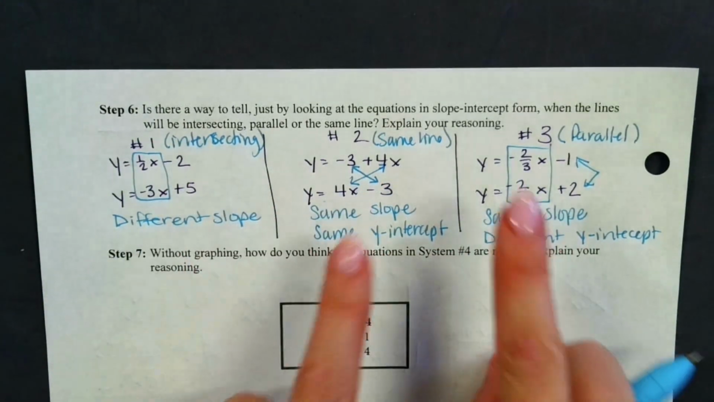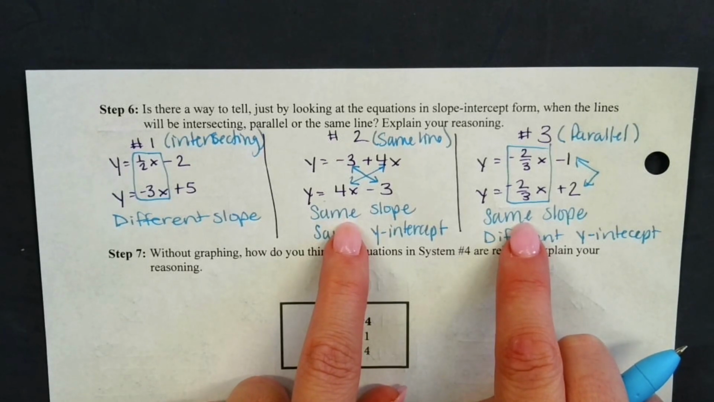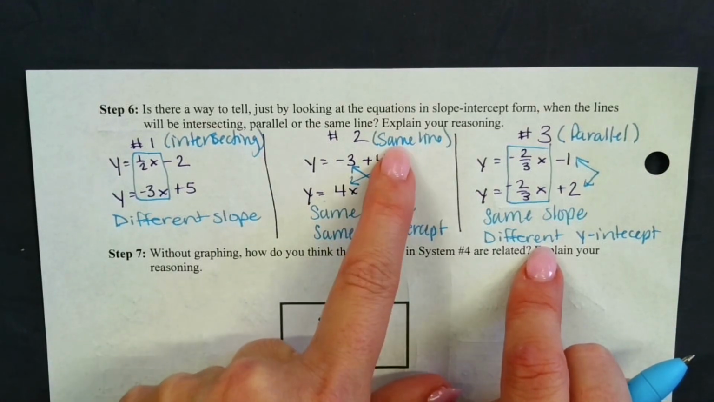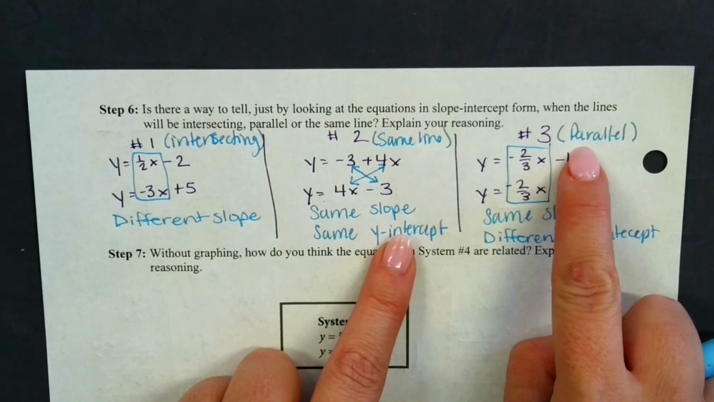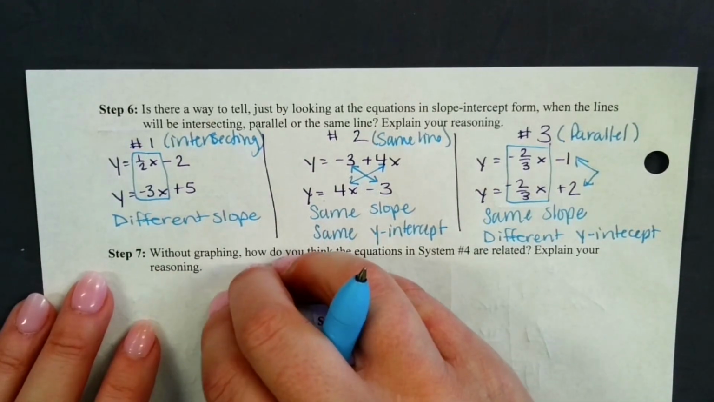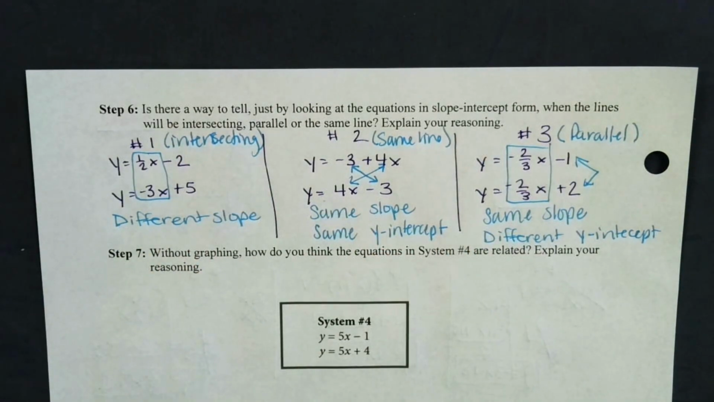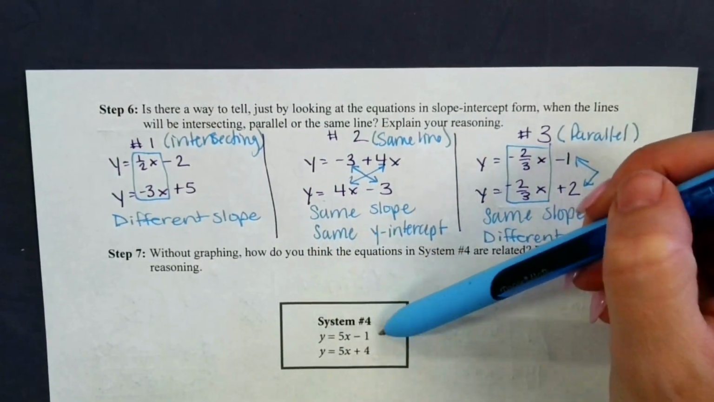intersecting. Now, if I get it where like, oh man, they have the same slope, what do I need to check? Y-intercept. So if it's the same y-intercept, then I know it's same line. But if it's different y-intercept, I know it's parallel. So what's the only one that has a different slope? Intersect.